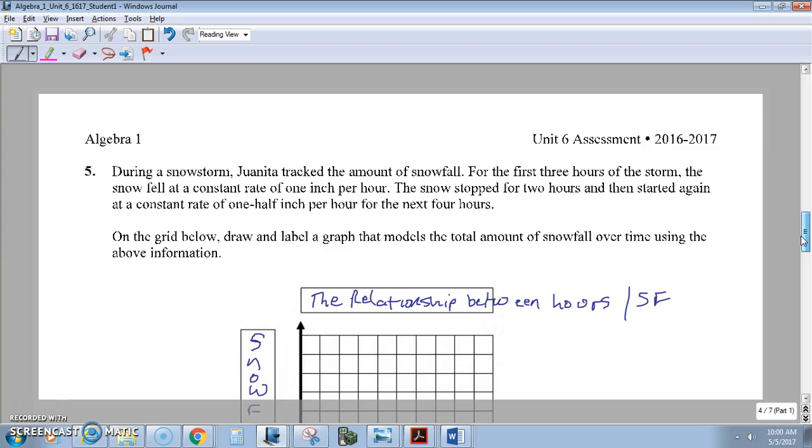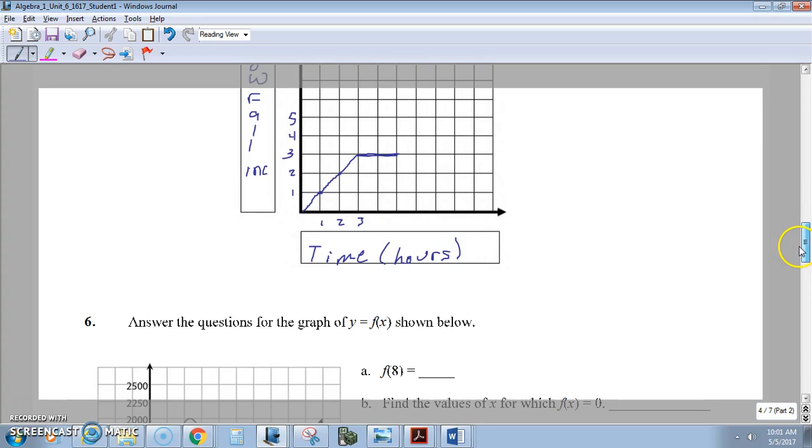Stopped for 2 hours and started again at a constant rate of 1/2 inch per hour for the next 4 hours. So 1/2 an inch per hour for the next 4 hours. So where are we at? We're at 5 hours and I need 4 more. So 6, 7, 8, 9, and 1/2 an inch every hour.